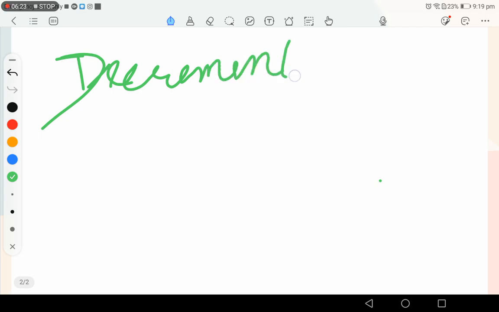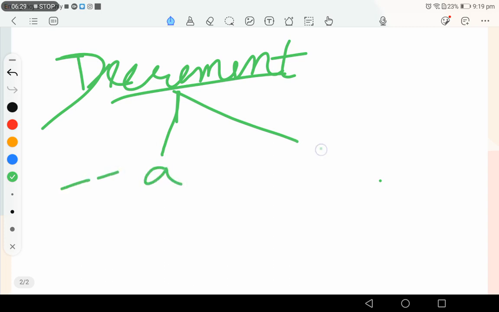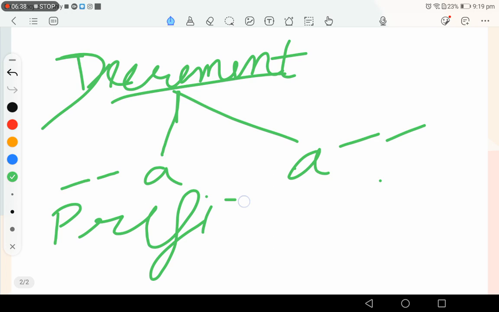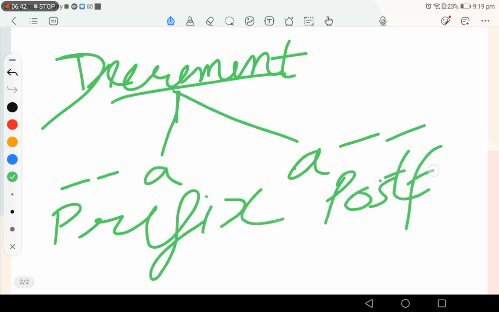For decrement also there are two conditions: minus minus a and a minus minus. Both are called prefix decrement and postfix decrement. What you have to do is the same thing. First decrease by 1 and then write the value.